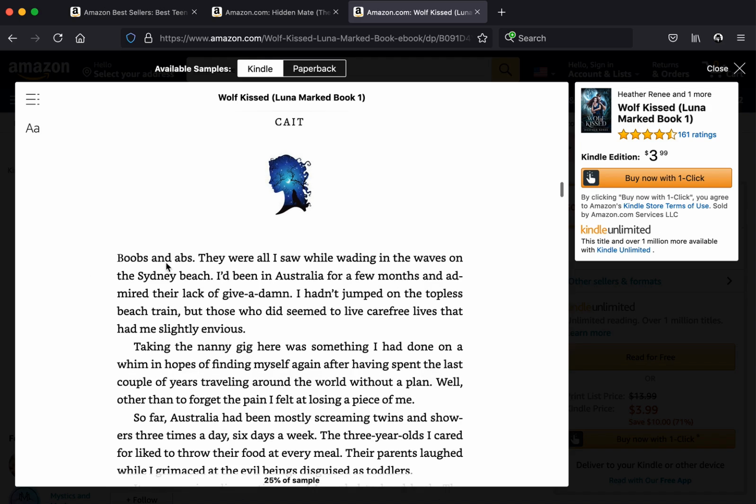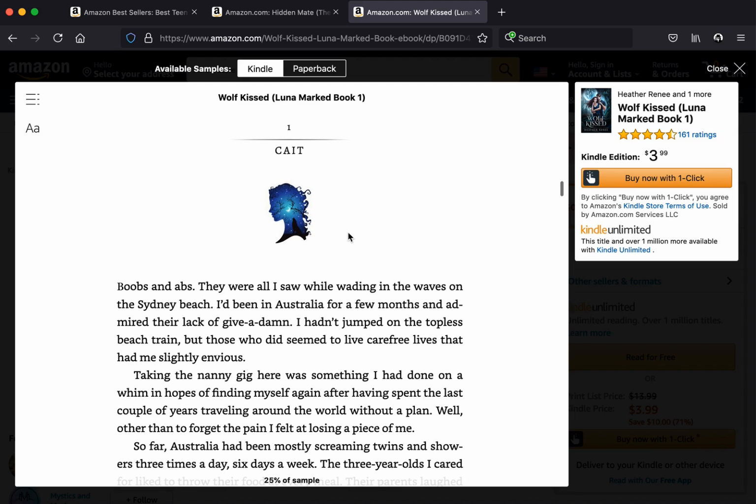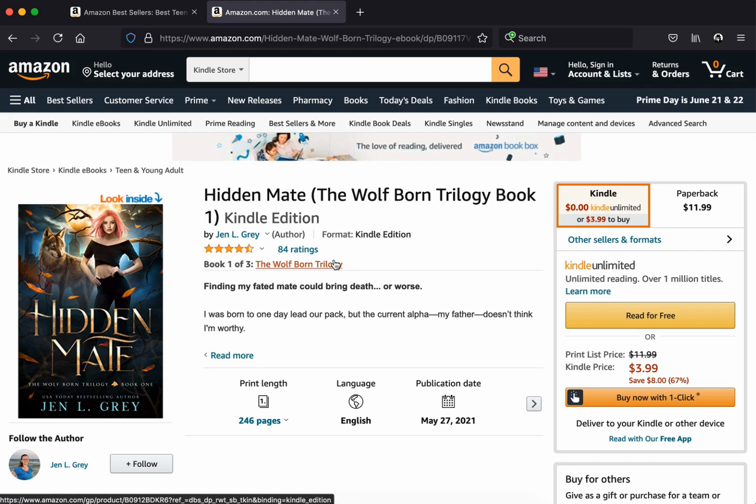So, Kate, boobs and abs, they were all I saw while wading in the waves on the Sydney beach. I've been in Australia for a few months and admired their lack of give a damn. Okay, so this is dual first person past. So far it's been all first person past, one dual first person past.